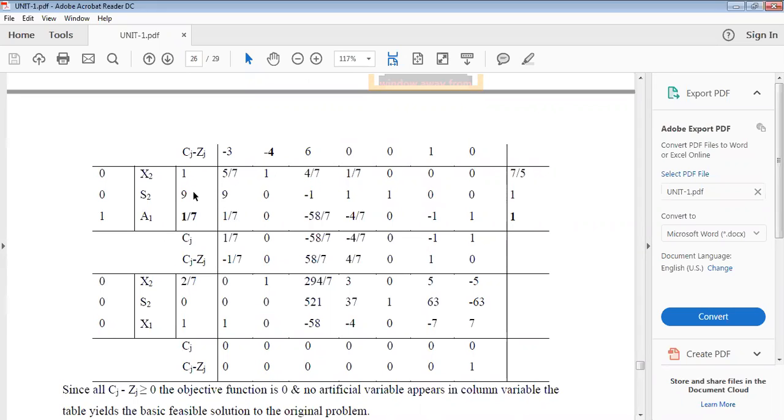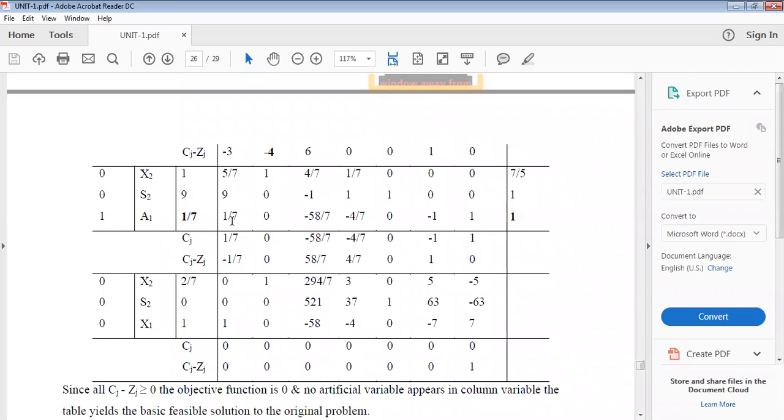So 1 divided by 5, 7, all these ratios are coming. Among these, there are two ratios, 1 and 1. He has considered this one only, this ratio, to eliminate the artificial variable instead of adopting the other one. So therefore, this becomes the key element, and he made it 1, and automatically this becomes 0, 0.